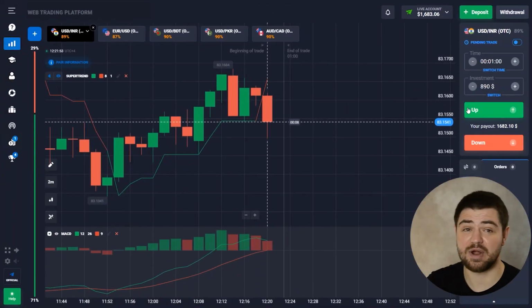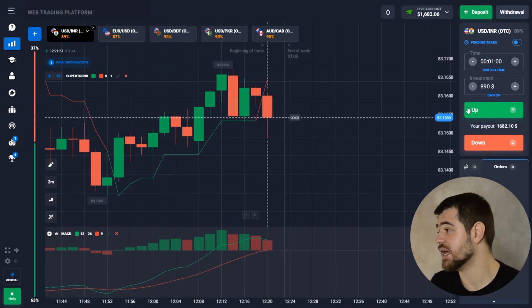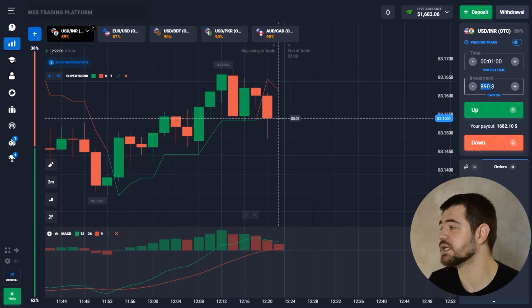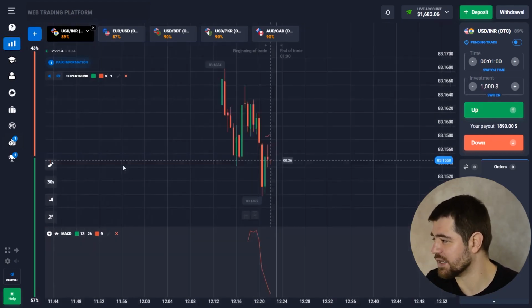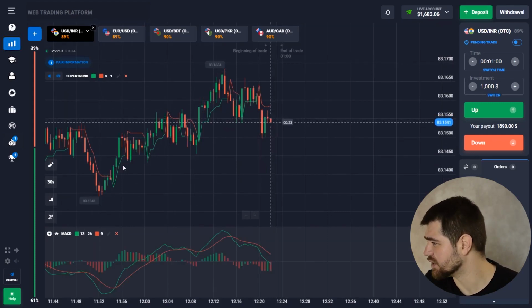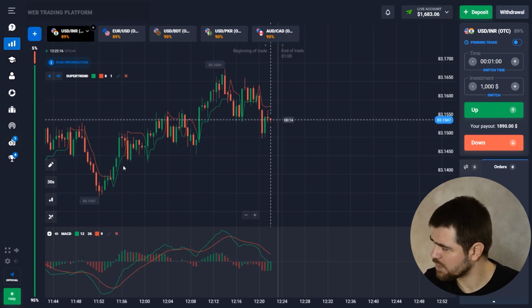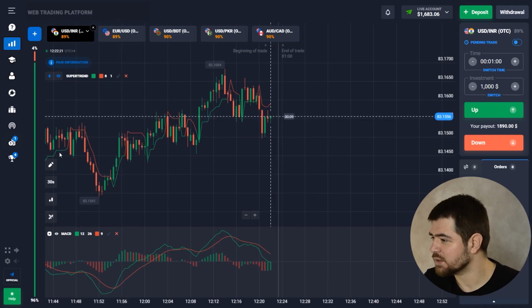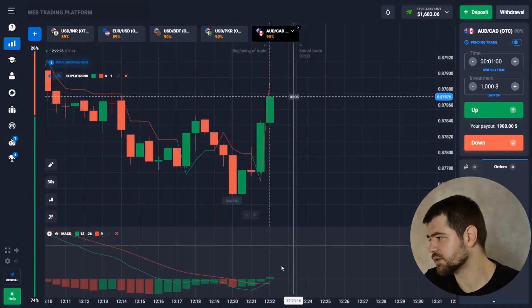And here is the profit. 1,683 in total. This was an 89% payout, but pretty good. Pretty good. $1,000. Let's go to some shorter time frame view. 30 seconds. Let's go to this one.